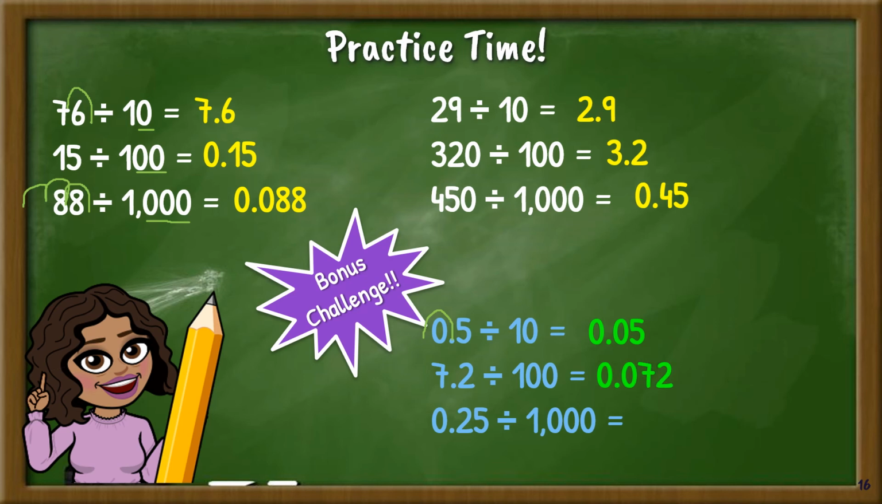7.2 divided by 100 gives us the quotient 0.072 because we moved the point 2 times because of the pattern in the zeros. The 100 has 2 zeros. 0.25 divided by 1,000. There are 3 zeros in this pattern, so our point should move 3 times. So here we go. 1, 2, 3. The quotient is 0.00025. Great job.